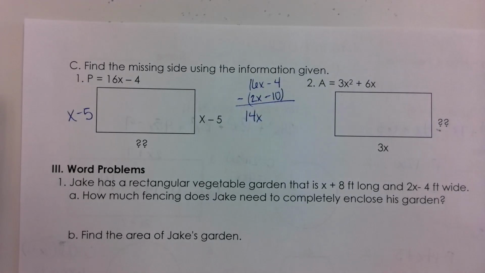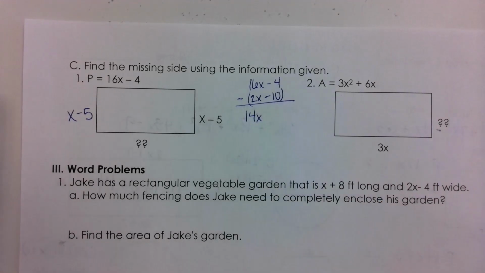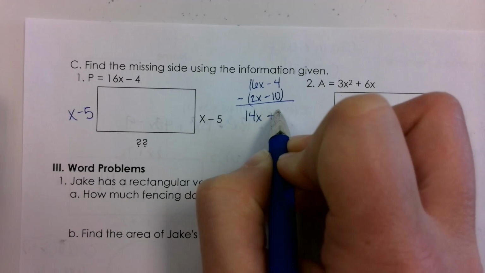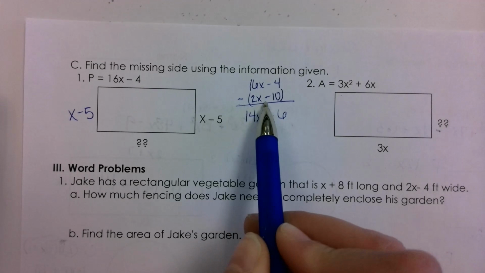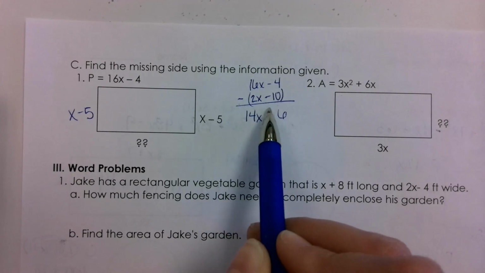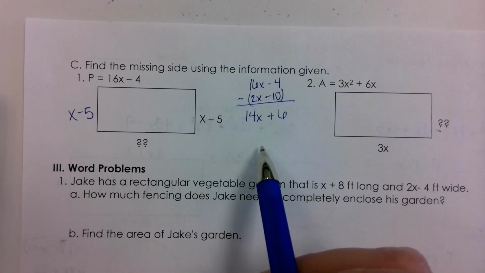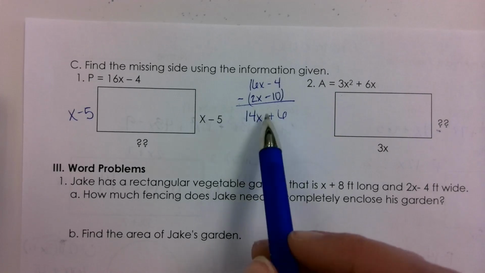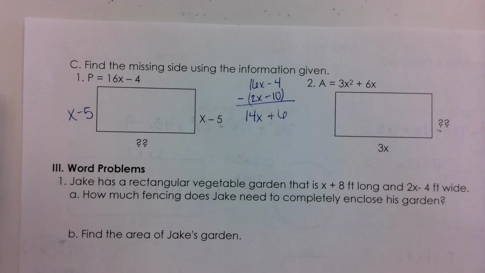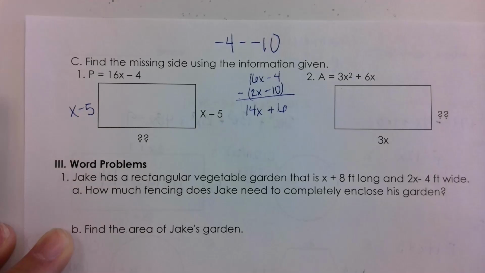When you minus a negative, what are you really doing? So this is like negative 4 plus 10. Plus 6. Because you're doing negative 4 minus negative 10, and when we minus a negative, you're adding. So negative 4 plus 10 is 6. They're not both negative. It's because it's negative 4 minus negative 10. And when you minus a negative, what are you doing? Adding.